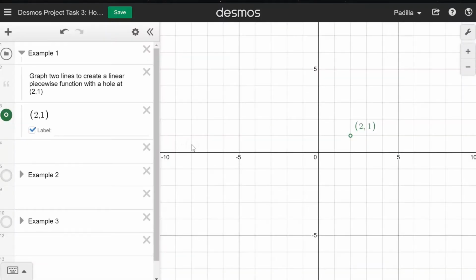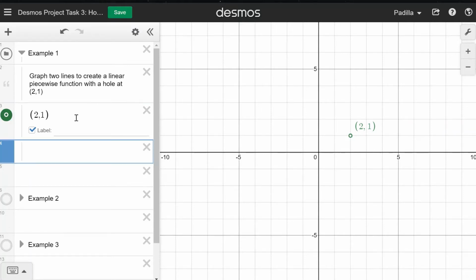In our first example, we're going to create two lines where we have a hole in our piecewise function at the coordinate 2 and 1, which we can already see here. All we really need to do is just create two lines that are going to meet at the same point. Now I can really choose any slope I want, any inequality I want for the domain restrictions. So I'm just going to be kind of creative here.